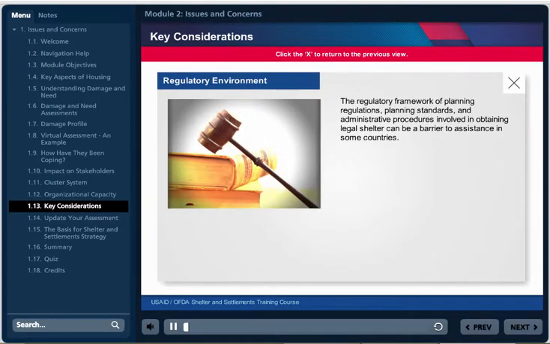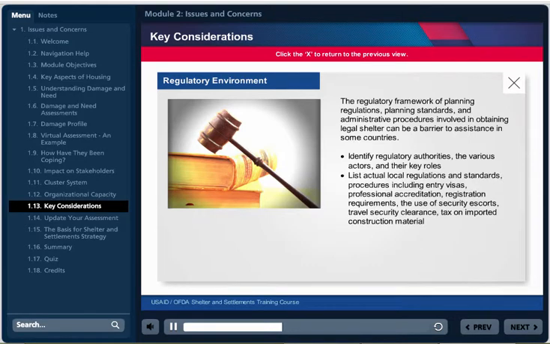The regulatory framework of planning regulations, planning standards, and administrative procedures involved in obtaining legal shelter can be a barrier to assistance in some countries. These issues are particularly relevant in urban areas and will become more important with rapid urbanization in the coming years. Identify regulatory authorities, the various actors, and their key roles. List actual local regulations and standards, procedures including entry visas, professional accreditation, registration requirements, the use of security escorts, travel security clearance, tax on imported construction material.